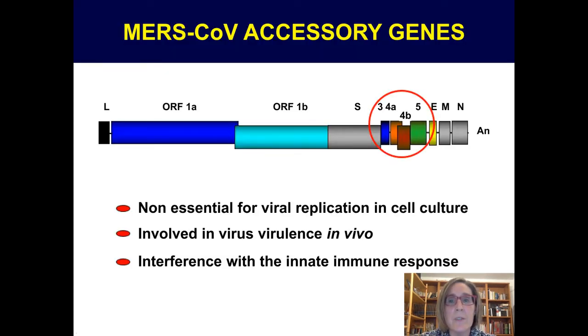The attenuation of the RNA replicons was further increased by the deletion of accessory genes. These genes are not essential for viral replication in cell culture, but they are involved in virus virulence in vivo because they interfere with the innate immune response. Therefore, deletion of these genes increases the innate immune response and, as a consequence, also the adaptive immune response. MERS coronavirus encodes four accessory genes: 3, 4A, 4B, and 5.